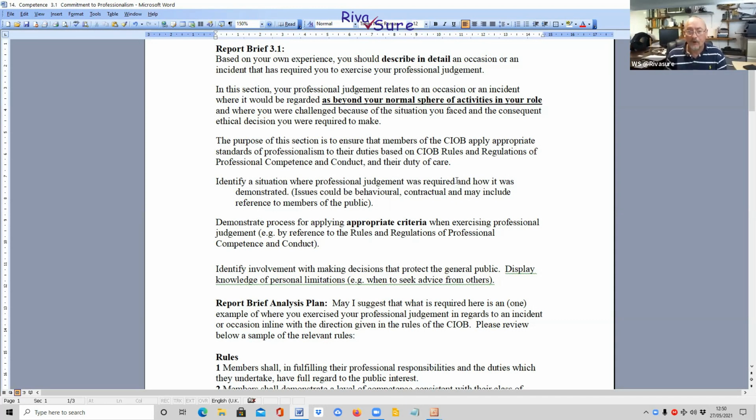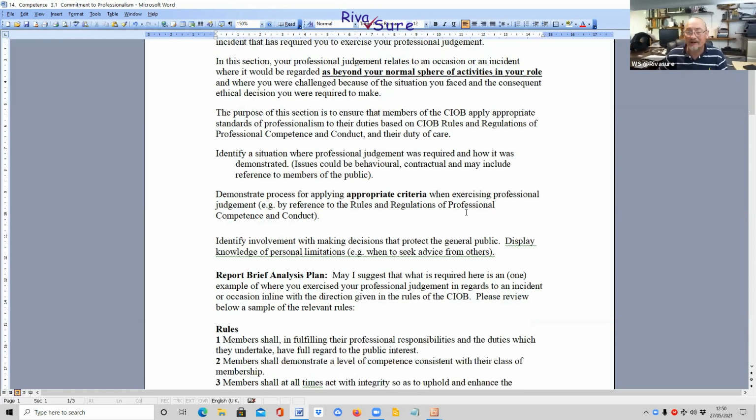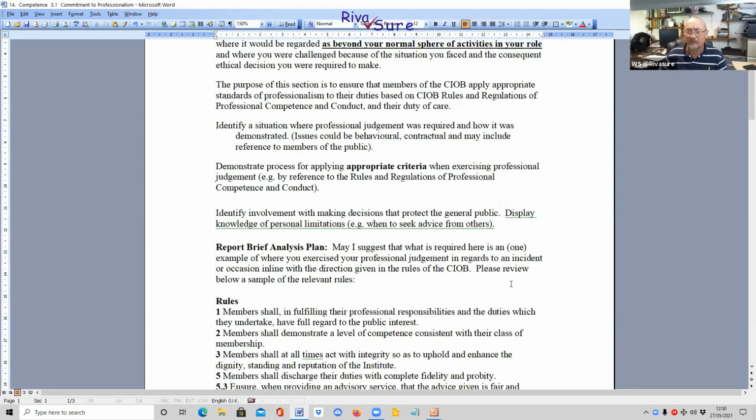So, report brief analysis plan. May I suggest, as already mentioned, what is required here is one example where you have exercised your professional judgment in regard to an incident or occasion in line with the direction given in the rules of the CIOB. So what are those rules? Well, I'll put a few below. Let's have a look.